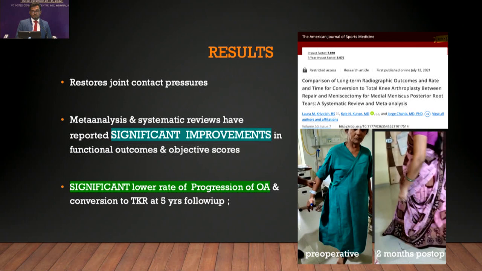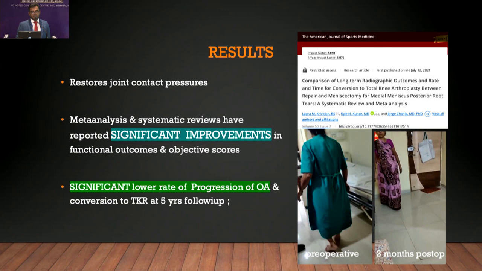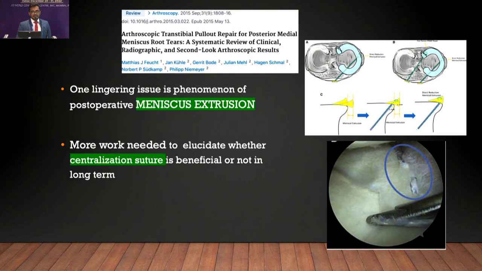This is a patient preoperatively wincing with pain and cannot walk. And now just after 2 months, she has a very good gait. However, one lingering issue of this root repair technique is the phenomenon of postoperative meniscus extrusion. And more work is needed to confirm whether the centralizing suture which we take to repair this extrusion really is beneficial or not in the long term.